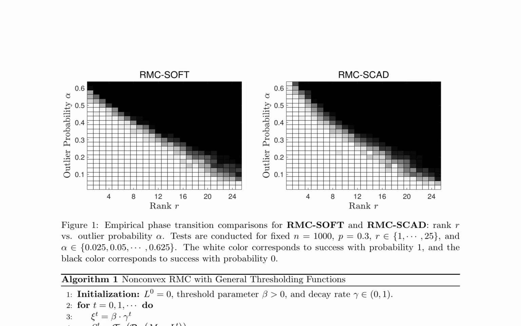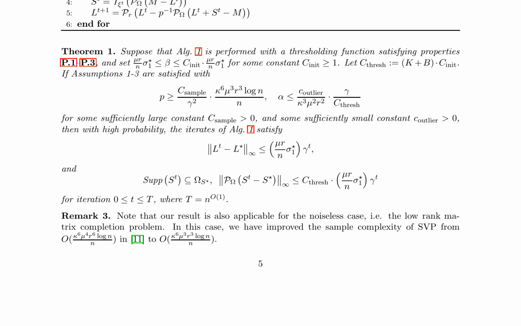and incomplete data. The authors introduce two algorithms, RMCSOFT and RMCSCAD, which leverage non-convex optimization techniques to efficiently solve the problem. These methods are compared with existing approaches, such as RPCAGD and RRMC, through extensive numerical experiments. The authors first provide an empirical phase transition comparison for RMCSOFT and RMCSCAD, demonstrating their effectiveness in various scenarios.